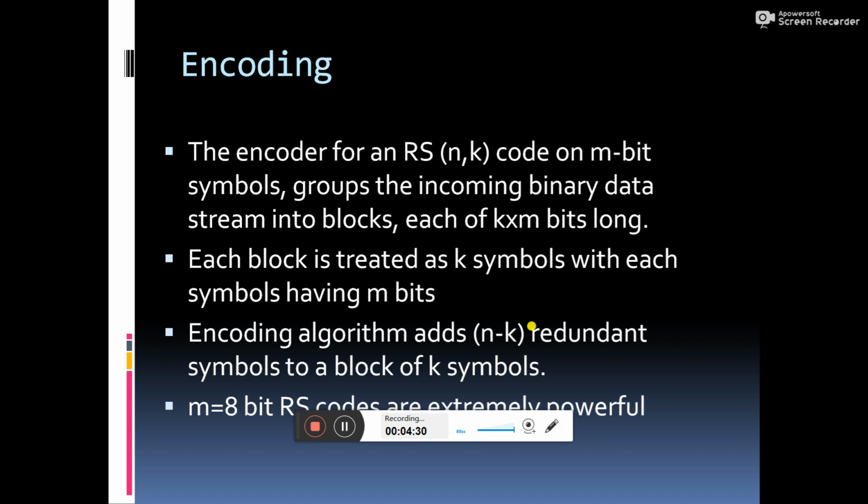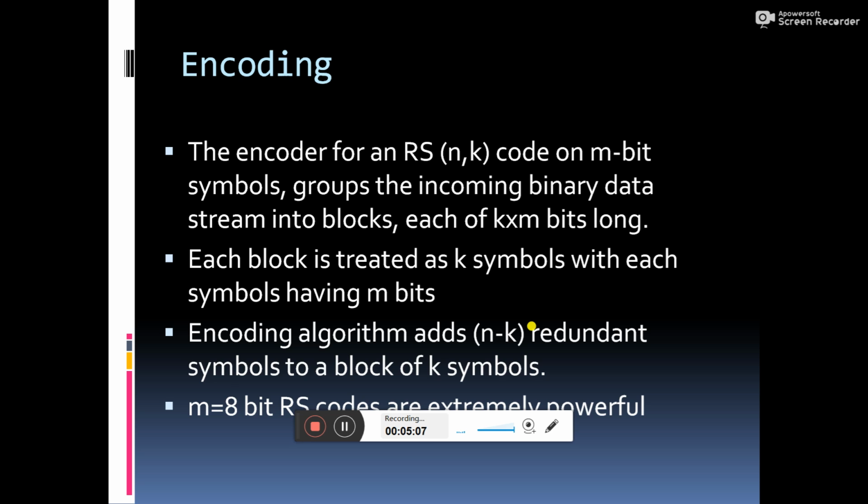Then if m equal to 8, we can say each symbol is a byte, or each symbol consists of 8 bits. So in a block there will be k symbols of length 8. Then to each block, n minus k redundant symbols are added. In the binary case, redundant bits are added here. To each block of k symbols, n minus k redundant symbols are added. Okay, so it is non-binary coding.